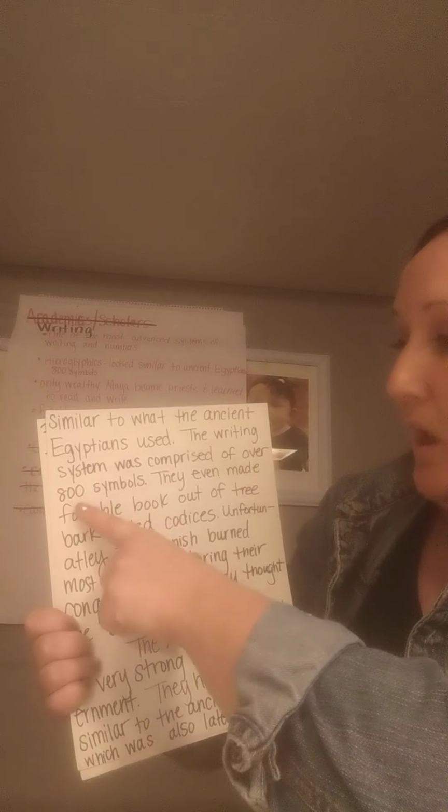I ended up taking out that next part about how only priests and wealthy Mayans were the ones who learned to read and write. I had a lot of facts here, and I didn't think that matched up well with the main idea, that they had an advanced system of writing. I don't think that really described that and fit well there, so I ended up taking that out. And that's okay. You can take something out. You don't have to add everything that's in your notes.